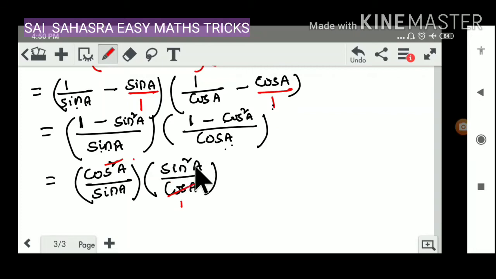Out of these two sin a's, one sin a will be cancelled with this sin a one time, and if we cancel, one sin a will be left. So cos a into sin a we got here. Cos a is multiplied with the sin a. This is not our required right hand side. So like our previous question, we will take right hand side also and simplify it. If we are getting the same answer cos a into sin a, then we can tell that LHS and RHS both are equal.